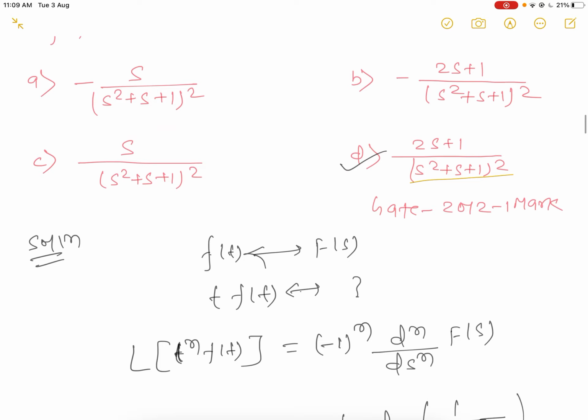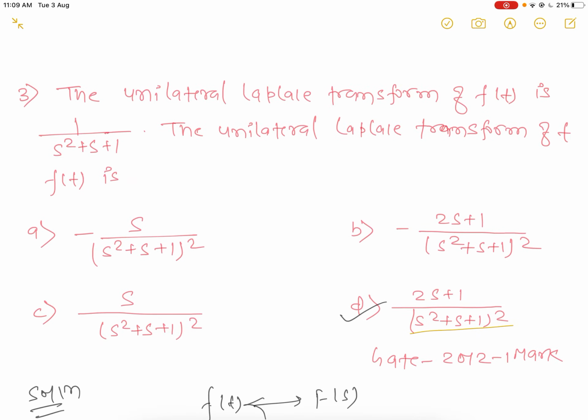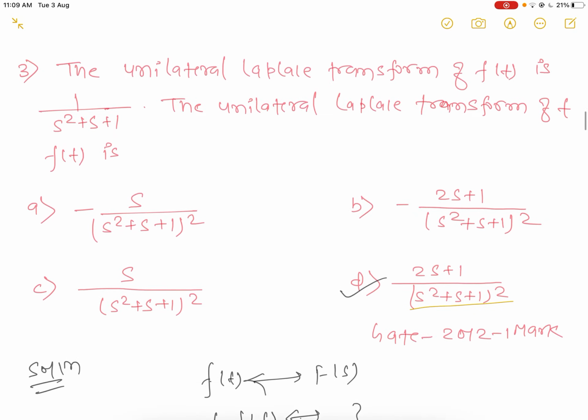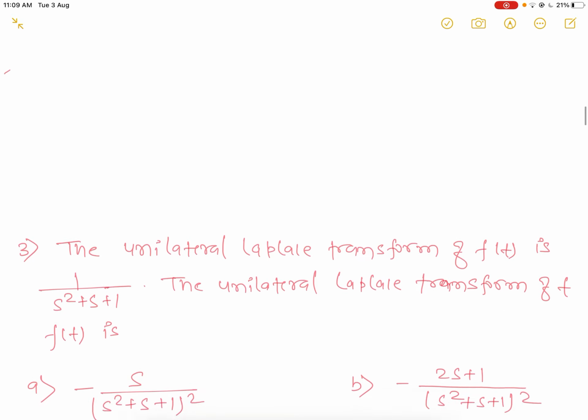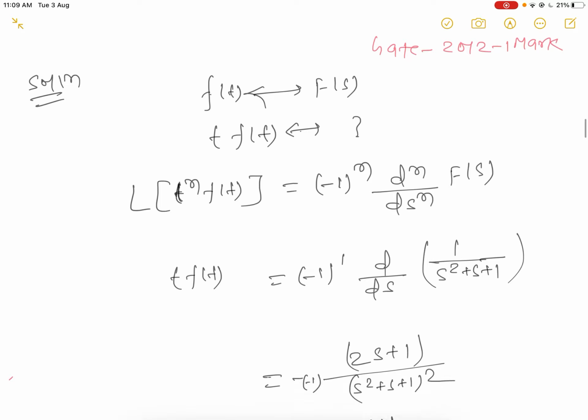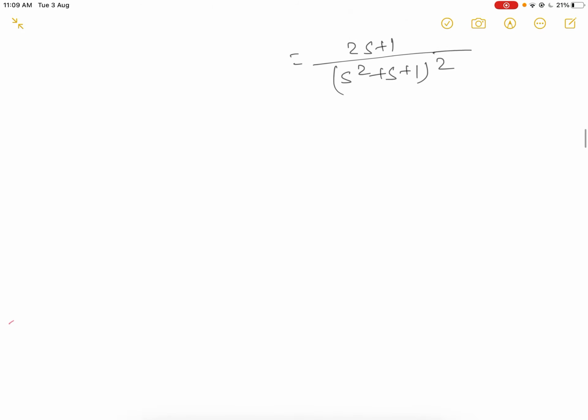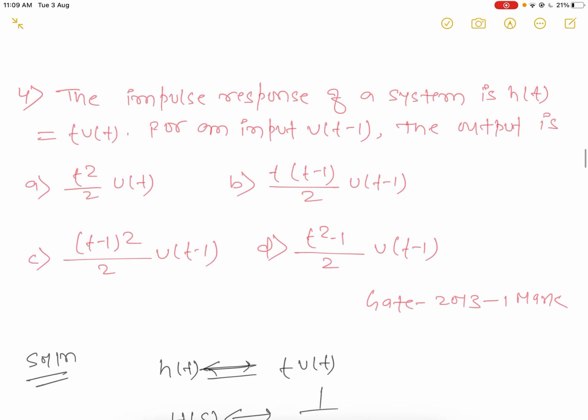In the previous video, I discussed Laplace transform part 4. In that part 4, I had not completed; I discussed only questions 1 to 3. Now we start from the fourth question onwards.